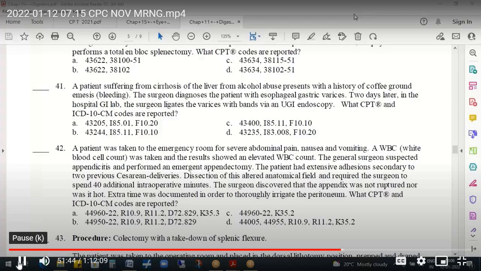Next point. For laparoscopic hernia repairs, mesh is included.